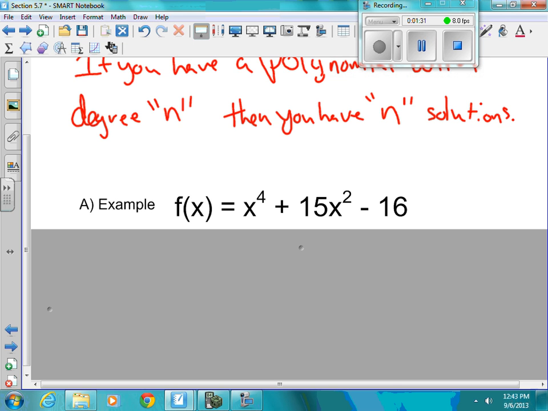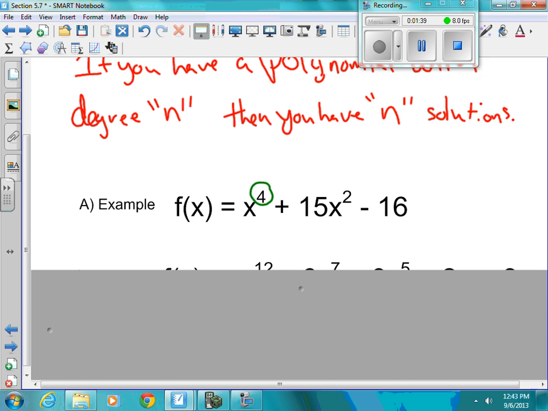Well, degree means highest exponent. What's the biggest exponent we have in this problem? Pretty self-explanatory. It looks like 4. So our degree is 4, so we have 4 solutions. Now, they're not all real solutions. They're not all even rational solutions. They could be imaginary solutions, there could be irrational solutions, but there will be 4 solutions to the problem. There might be some that are repeated solutions, and we'll talk about that as well.